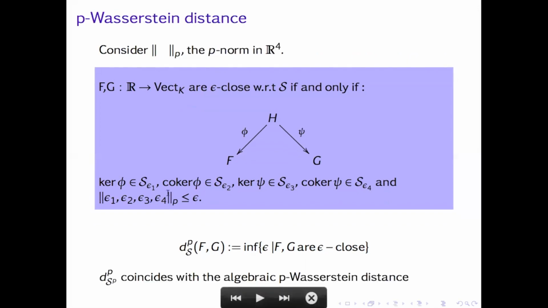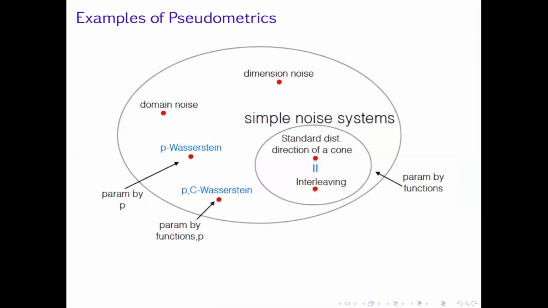Actually, we recently realized that instead of the sum, one can also take the p-norm of the contributions of kernels and cokernels, and this also defines a pseudometric, and it coincides with the algebraic Wasserstein distance that was introduced by Bubenik and Scrabba and identified with Wasserstein distances, which are usually used in TDA to compare persistence diagrams. Okay, so for each noise system, now I have a distance to compare persistence modules. Or a pseudometric, actually, it's not really a distance.